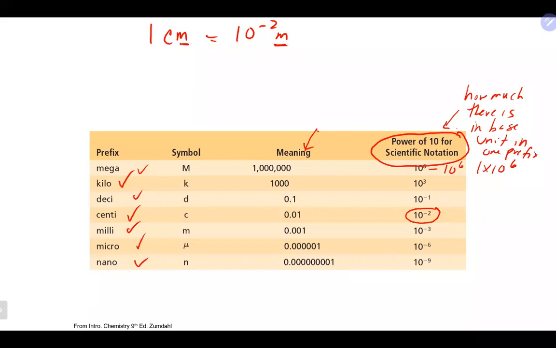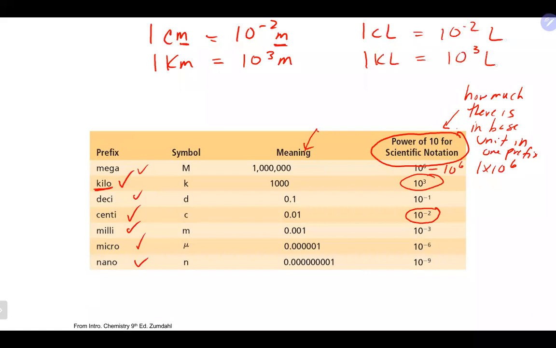So again, if you had 1 kilometer, we would find kilo, which is here. That is 10 to the 3 meters. And again, that is the proper way to use those numbers. It works the same regardless of the base unit. If I had 1 centiliter, which is a volume, that would be 10 to the minus 2 liters. If I had 1 kiloliter, that would be 10 to the 3 liters. So it works the same regardless of what the base unit is.